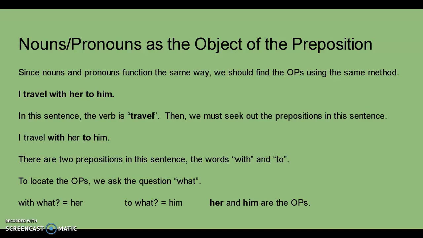There are two prepositions in this sentence, and to locate the objects of the preposition, we ask the question what? With what? Her. To what? Him. Her and him are the objects of the preposition.